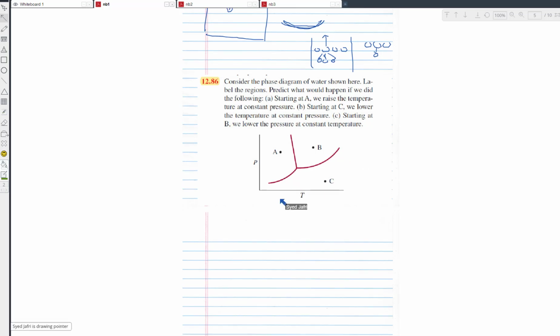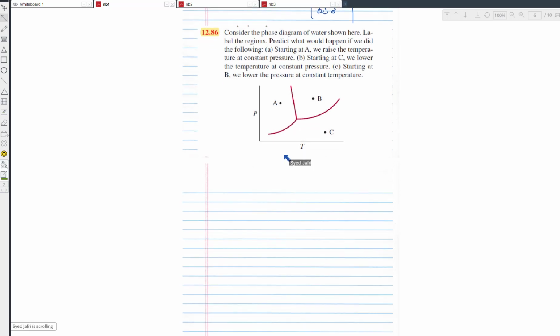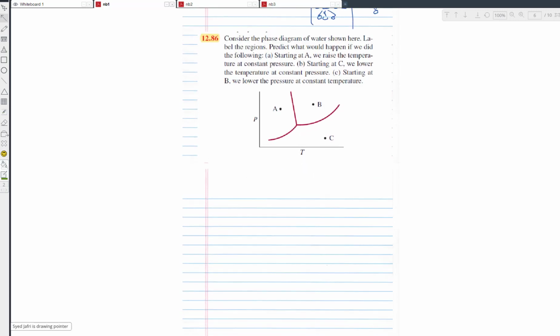He said to know this one for the final, because he's going to do something like this on the final. Okay, so what next? Next is 12.90. It says name the kinds of attractive forces that must be overcome to boil liquid ammonia. Okay, you tell me what forces are there in ammonia.